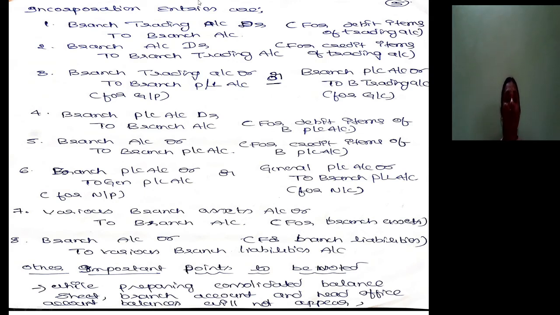In case we are following the 3 entry method, we will not pass the first 3 entries. We will not pass the 4th entry either. We will pass the 6th entry, which means the entry for incorporating net profit or net loss. If it is net profit, branch profit and loss account referred to general profit and loss account. If it is net loss, general profit and loss account referred to branch profit and loss account.